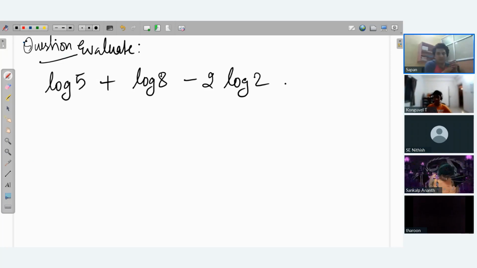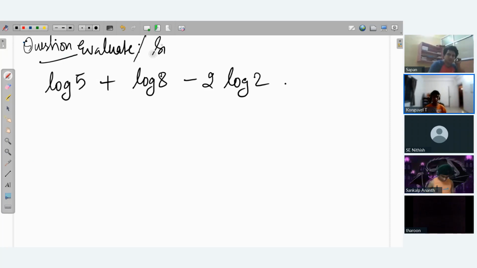So do some of the 3 laws which you have learned, apply them here, and can you simplify the expression? Okay, we should simplify it and then we should evaluate it. Should I write simplify? Yes, sir. Evaluate is different, sir. Simplify it.